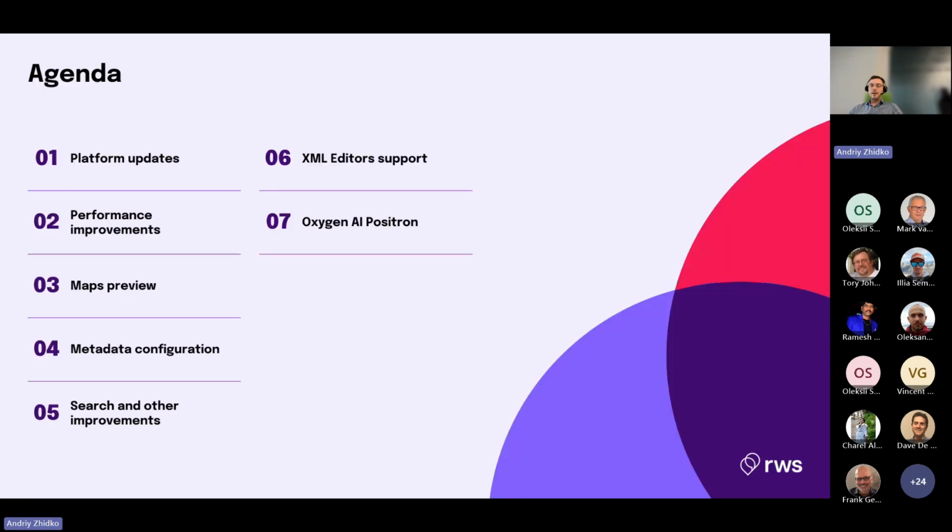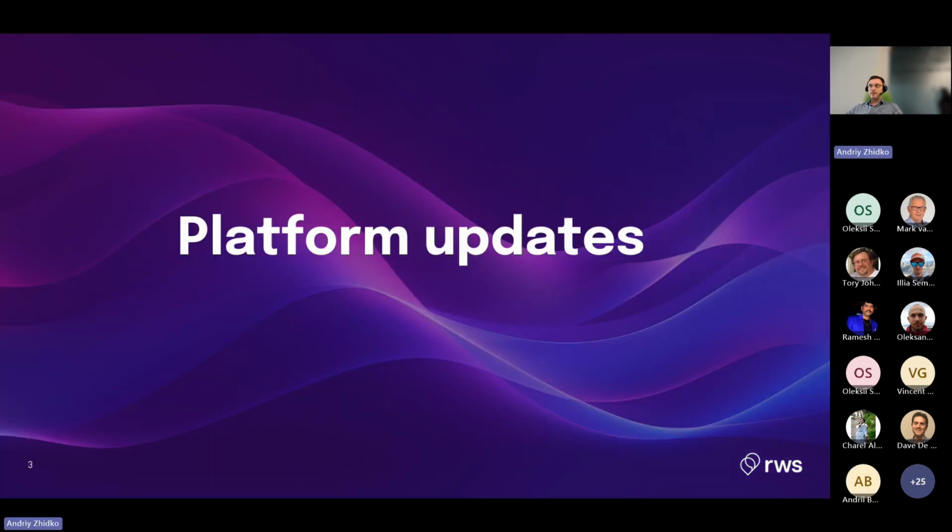So let's start. In the agenda today we have platform updates for client tools, performance improvements, we will cover maps preview, metadata configuration changes, search and other improvements, XML editor support for client tools, and last but not least, Oxygen AI positron. So let's start.